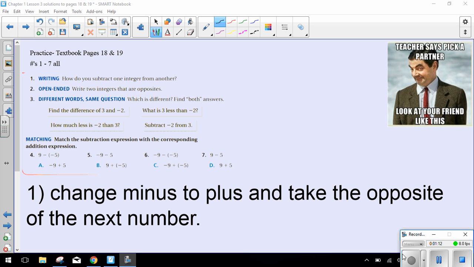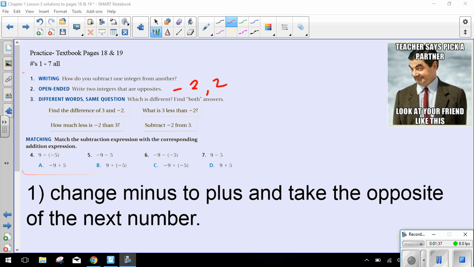Two opposite integers for number 2. They can be literally any number as long as one is positive and one is negative. So I'm just going to use -2 and 2. You can use 5 and -5, 12 and -12. It doesn't really matter. Number 3, different words, same question. Which is different? And find both answers.